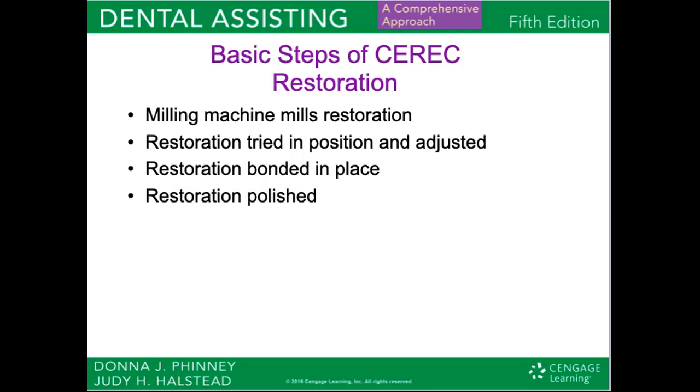The restoration is then tried in position, and sometimes fine adjustments need to be made. Once it is deemed that the CEREC restoration is fitting perfectly, the restoration is bonded into place. Okay, they are not cemented with the same type of cements that a cast restoration is cemented, because they are fully porcelain. They are bonded into place, and then they are polished.